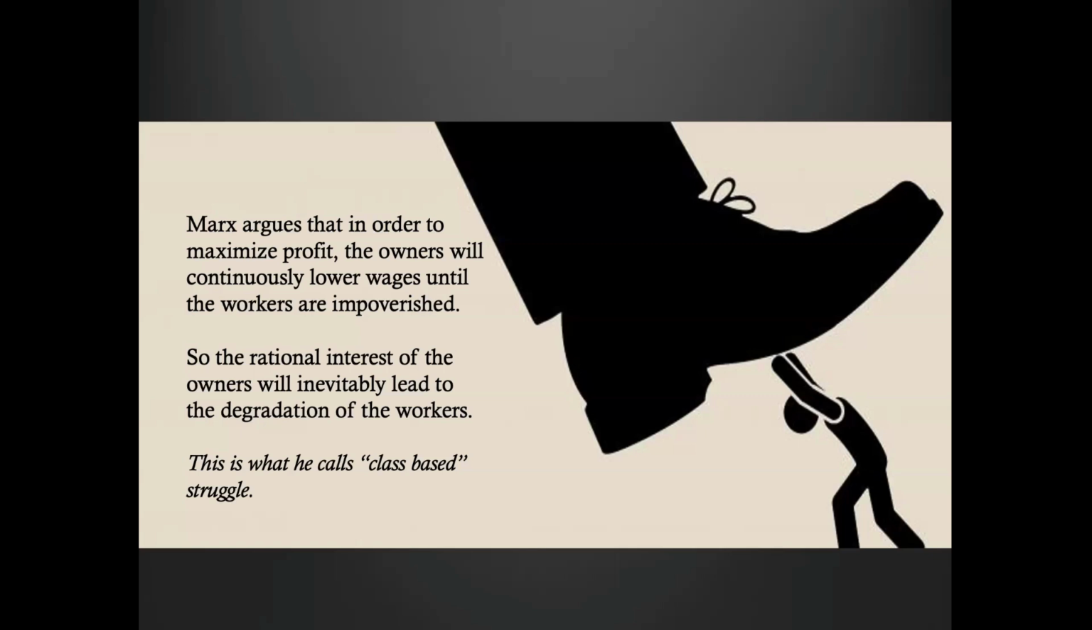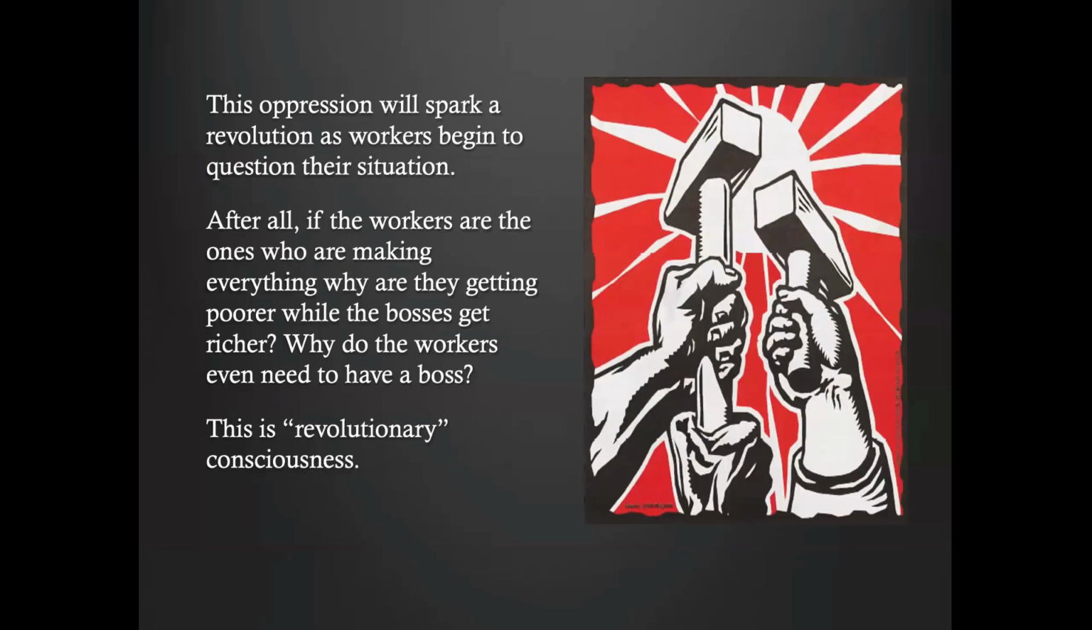And this is what Marx calls class-based struggle. There's just no way to reconcile in this system the interest of the owners and the interest of the workers. They're antithetical. And of course, we understand the dialectic. We can see exactly where this is going to go. So this inevitable oppression that happens will spark a revolution as workers begin to question their situation.